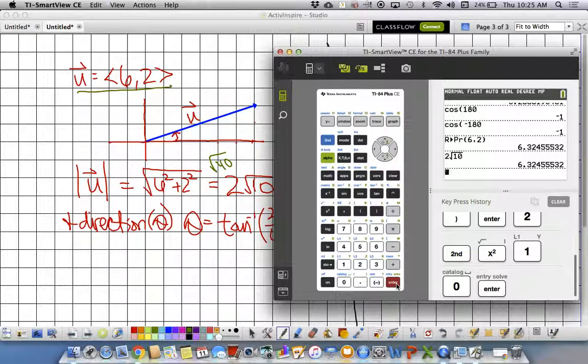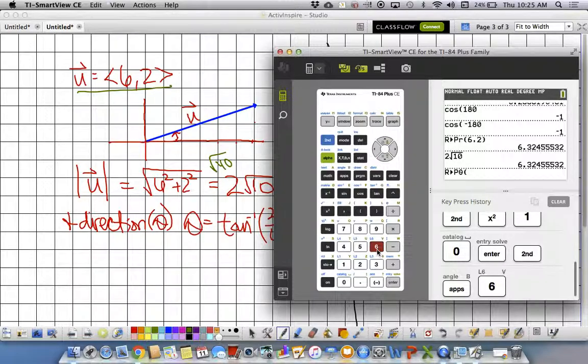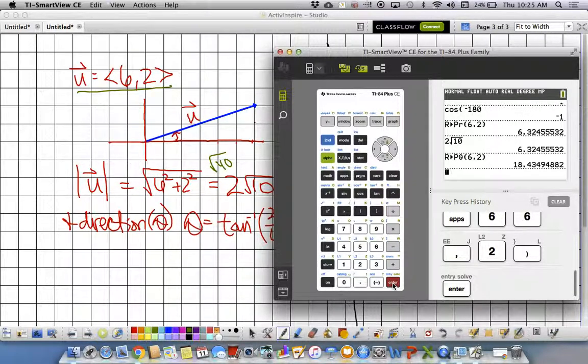So now, let's hit it again. Second apps. Go down to number 6, where it's the theta. You're going to put in 6, comma 2. The comma is right above the 7, beside the parentheses. Enter. Did you get 18.4 degrees? Which is exactly what we got.